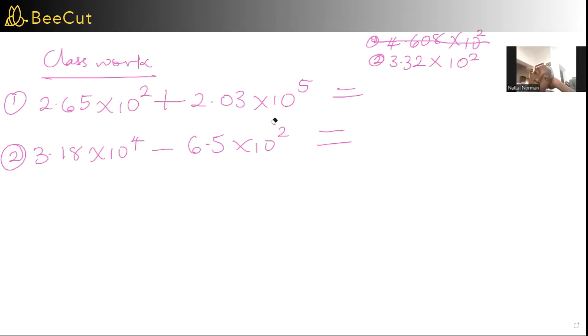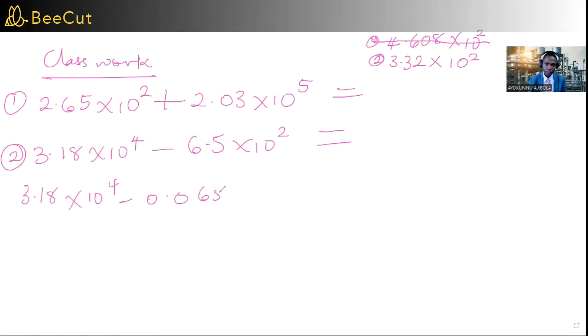Yes, sir. Okay, so now the next question, which is number 2, we want to subtract: 3.188 times 10 raised to the power 4 minus 6.5 times 10 raised to the power 2. So let me use the power of 4 so that I don't tamper with it, but I change this to 4 as well. So 3.18 times 10 raised to the power 4 minus something. I'm going to make this become 4 by adding 2 zeros, so 0.065 times 10 raised to the power 4 again.